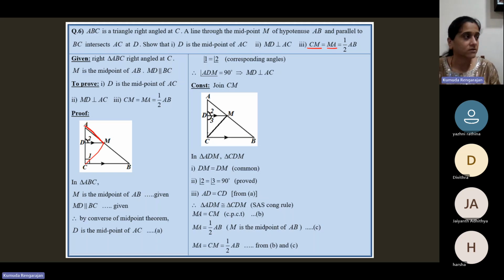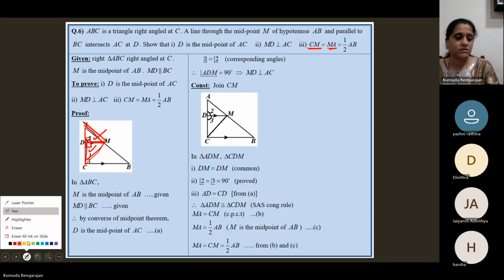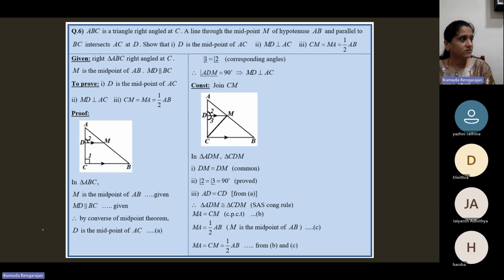So take up this triangle and this triangle. Show that they are congruent. See, this is the common side, and it's 90 here and 90 here. Correct? And then AD of this triangle is equal to CD of this triangle, because D is the midpoint. We have proved D is the midpoint of AC. So by SAS rule, the two triangles are congruent. By CPCT, MA is equal to MC. So we have proved MA is equal to MC.